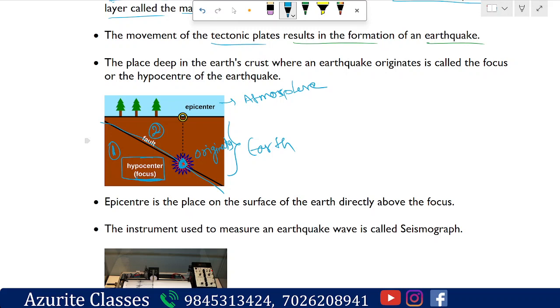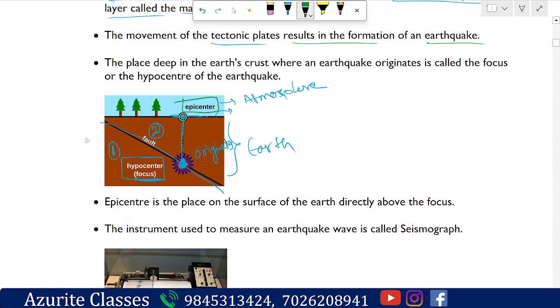The point above that focus, on the top layer of the earth, what do we say it as? Epicenter. That point above it, on the earth, we say it as epicenter. Here it is, right? So remember, this is the epicenter.